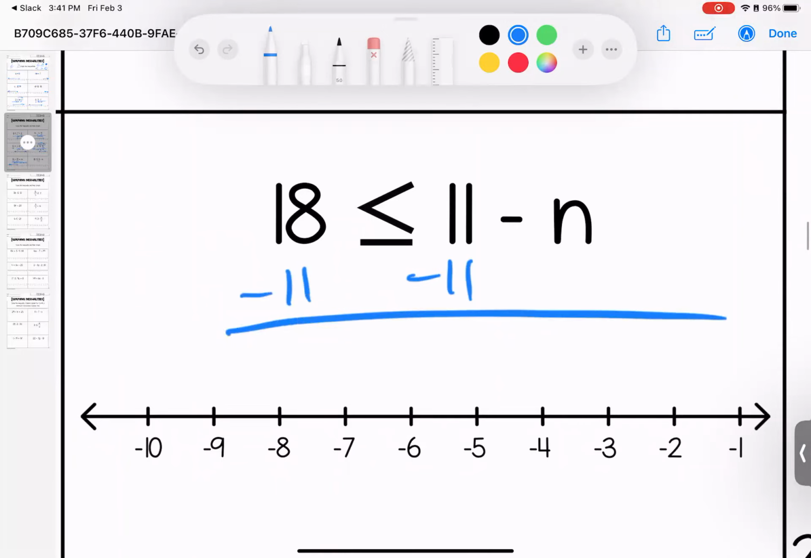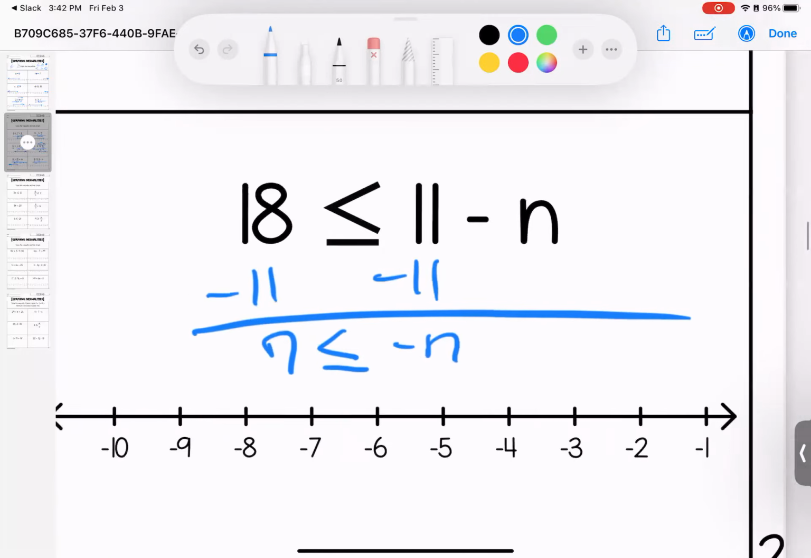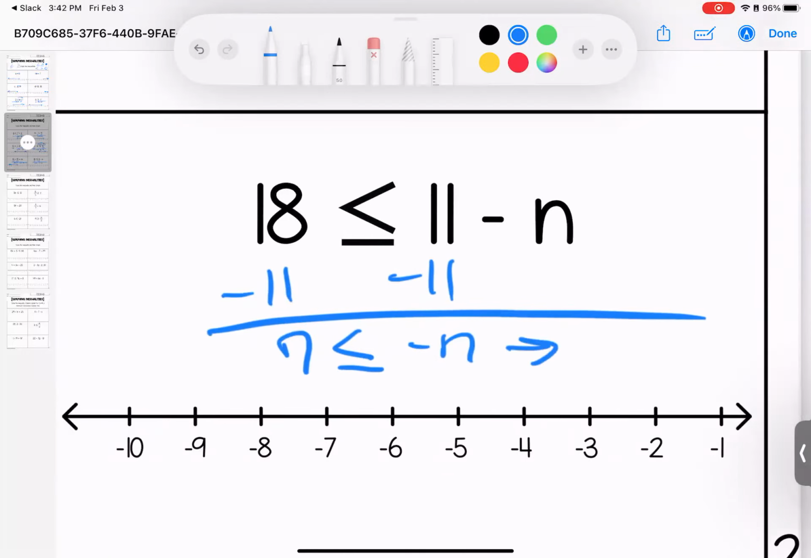-11, -11. 7 is less than or equal to -n. So I'm going to flip it, multiply them both by -1. This becomes -7 is greater than or equal to n.